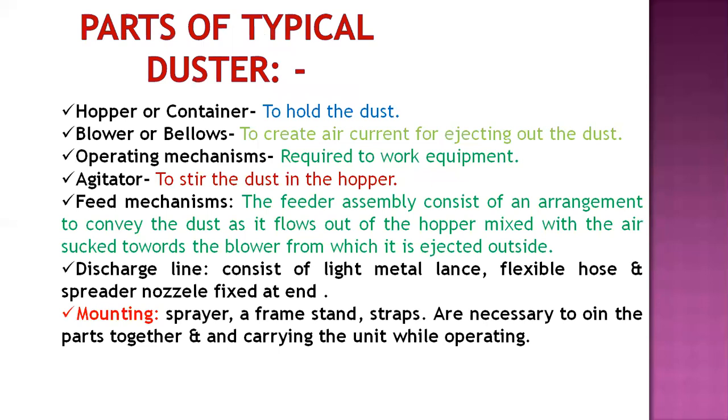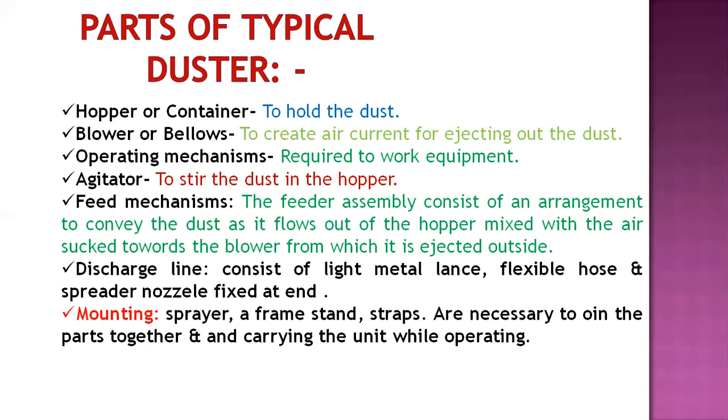The typical duster parts are the hopper, or container, blower or bellows, operating mechanism, agitator, feed mechanism, discharge line, and the last one is the mounting. These are the major parts of a duster. Now let's see the function of all these parts. The hopper or container: its function is to hold the dust.